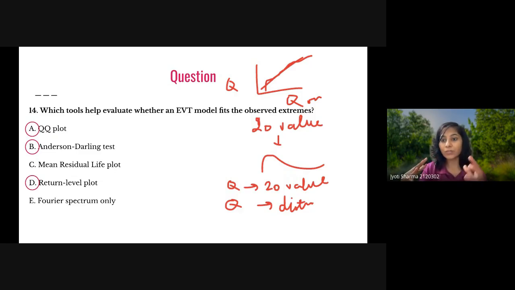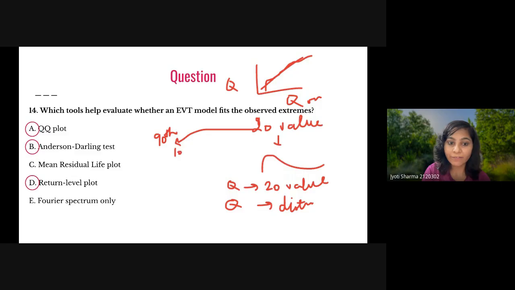If your quantiles are not matching, it means the distribution is not perfectly capturing the extremes. So for example, the 90th percentile of your 20 values is, let's say, 105 mm, but it may be that your distribution is giving a 90th percentile value of 120 mm. So there is a discrepancy.